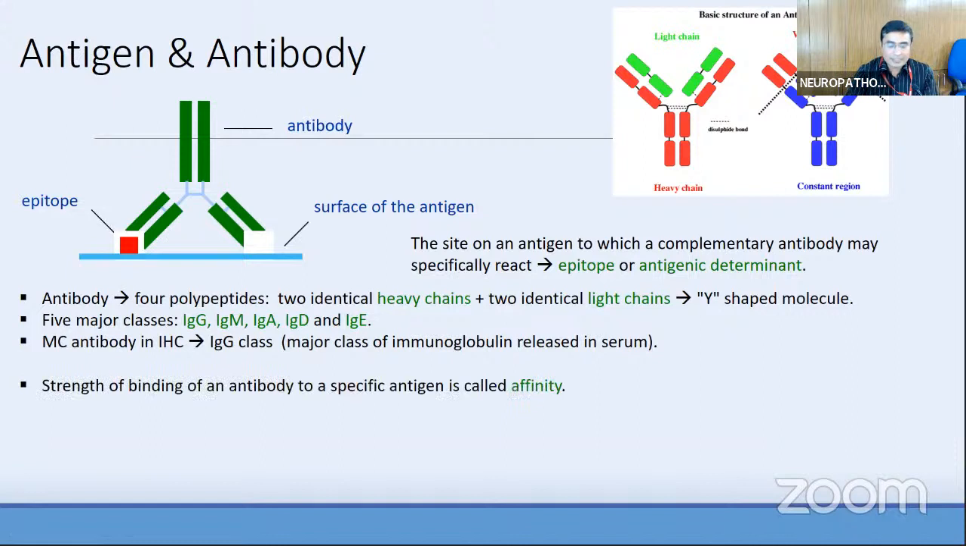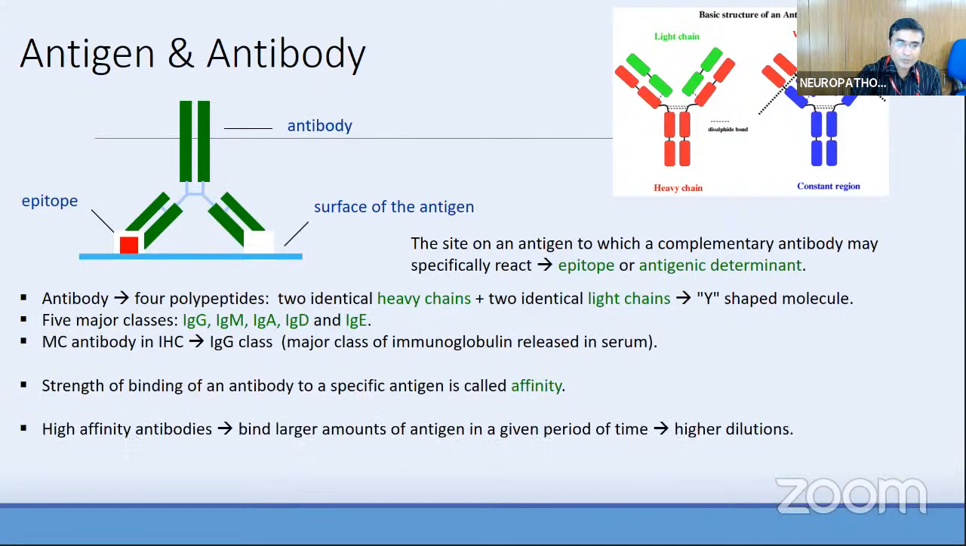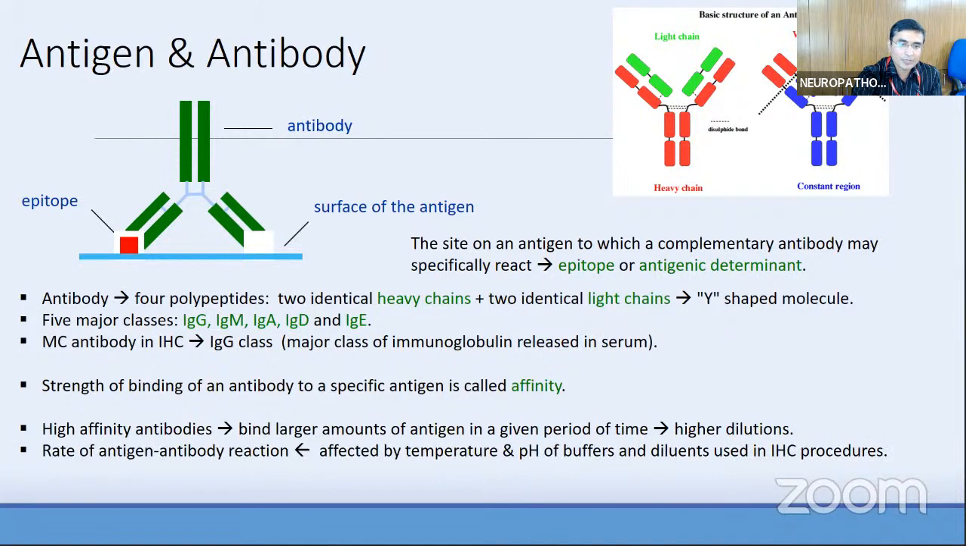Now, the strength of the bondage between antigen and antibody is referred to as affinity. Those antibodies which have high affinity you can use in lesser quantity or at higher dilution, and the bondage will be more stable. So that is the concept of using dilution and pre-dilution, which will be explained later. One more important thing is that the strength of the antigen antibody reaction, and also the rate of the reaction, is affected by many factors. Among them, important ones are the temperature and the pH of the diluents which are used, which will be stressed later during the talk.